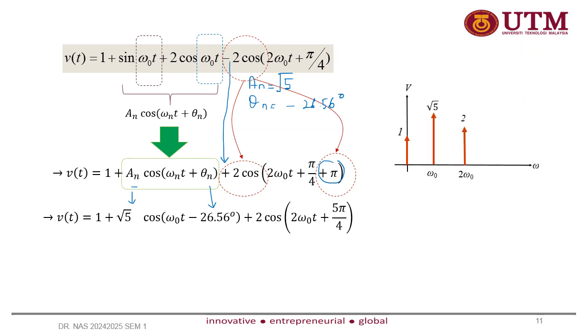Okay, let's sketch the spectrum. In this case, at 0 you have amplitude 1, at omega naught you have amplitude square root of 5, and at 2 omega naught the amplitude is 2. Next is the phase spectrum. At 0 there's no phase shift, so it is 0. At omega naught the phase shift is negative 26.56, and at 2 omega naught you have 5 pi over 4, which is equivalent to 225 degrees.